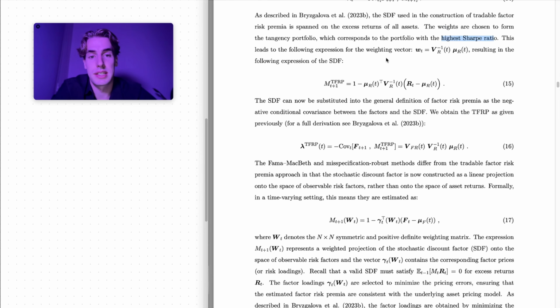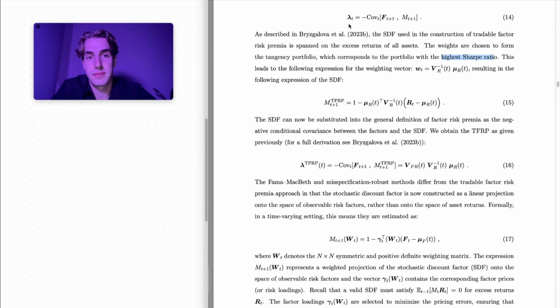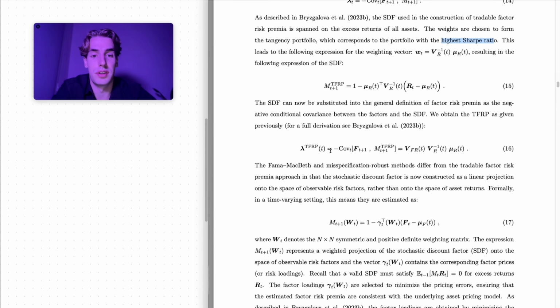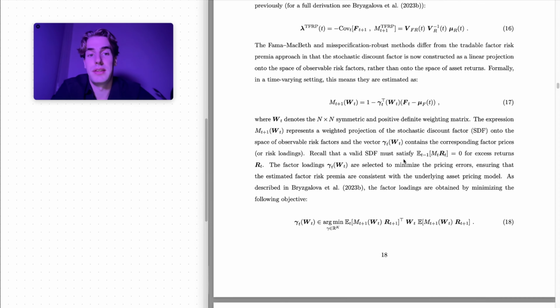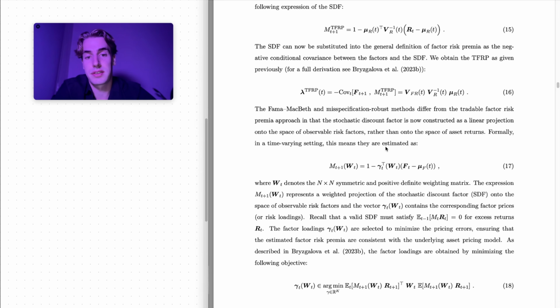Well, plugging this into the general equation will then yield us this, which gives us the expression as we saw before. Well, the other two methods depend on a bit different stochastic discount factor, namely, it's now spanned on the factor returns instead of the asset returns. Here we are spanning it on the asset returns. Here we are spanning the stochastic discount factor on the factor returns. Well, this yields a different model and also different properties depending on which data you use, as we'll see later.